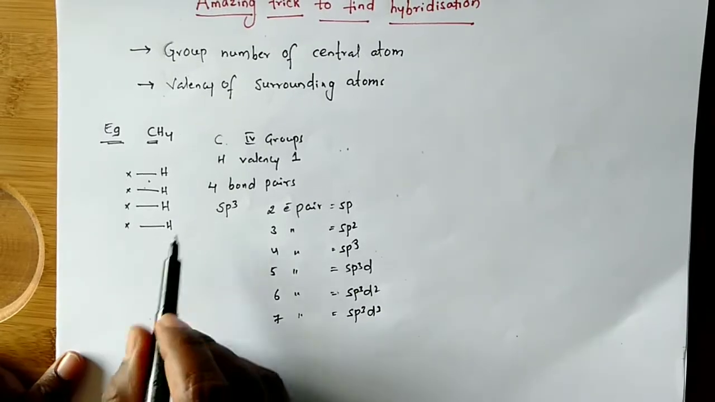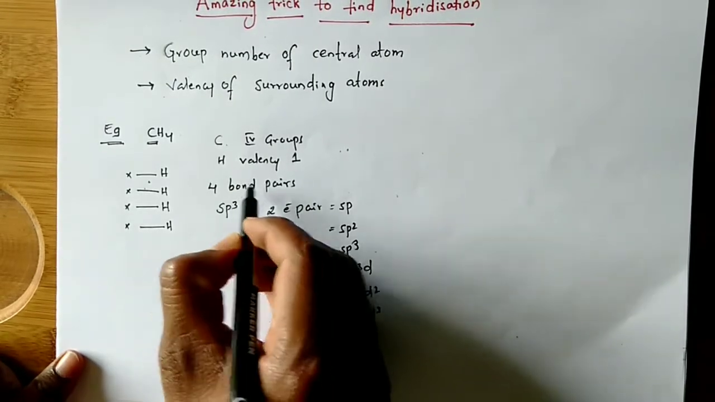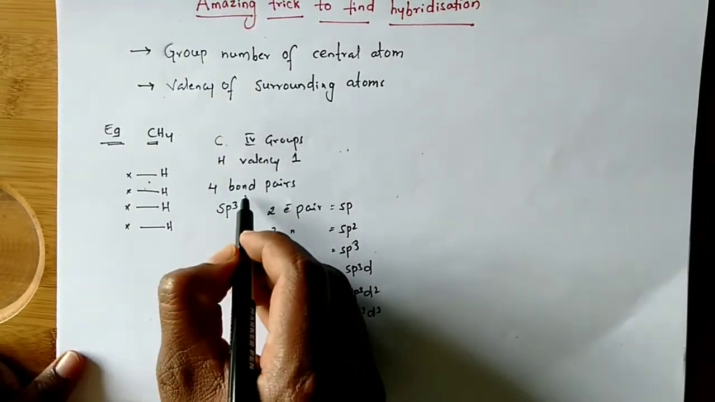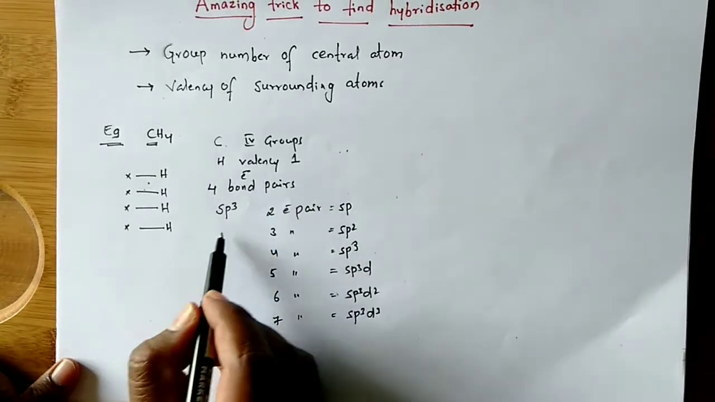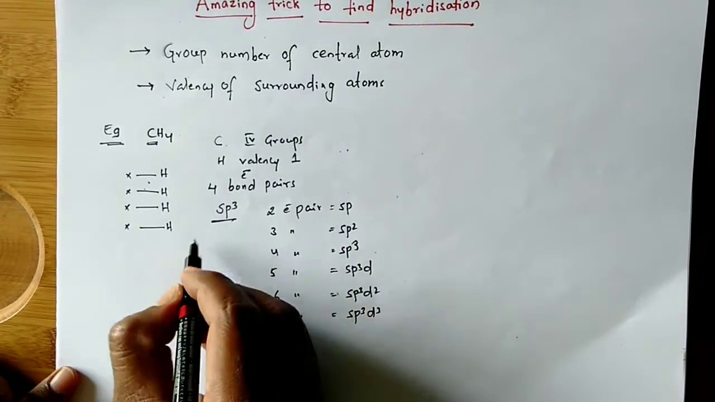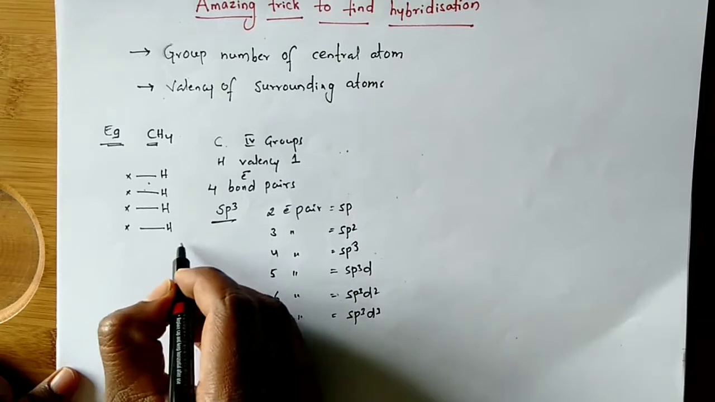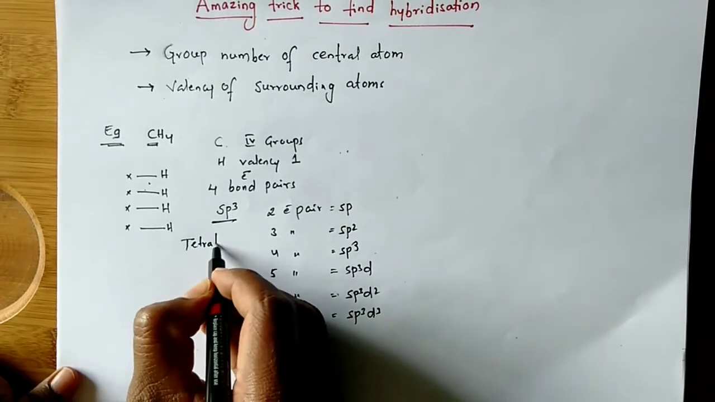So this is one example. Here 4 electron pairs are there and all 4 electron pairs are bond pairs. So the hybridization is sp3. The structure of this molecule is tetrahedral.